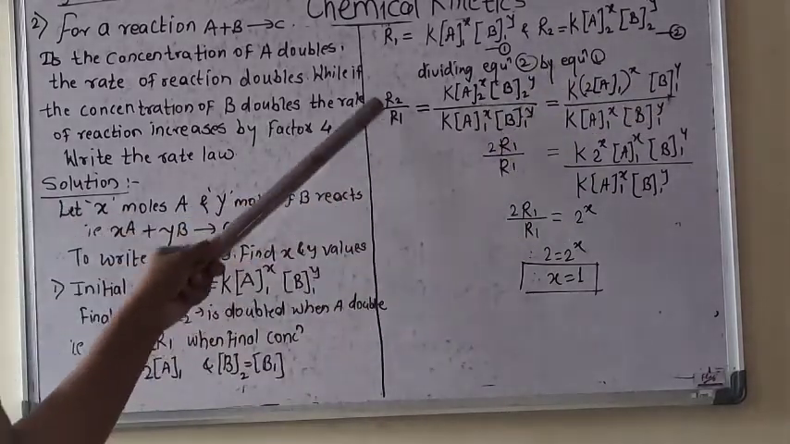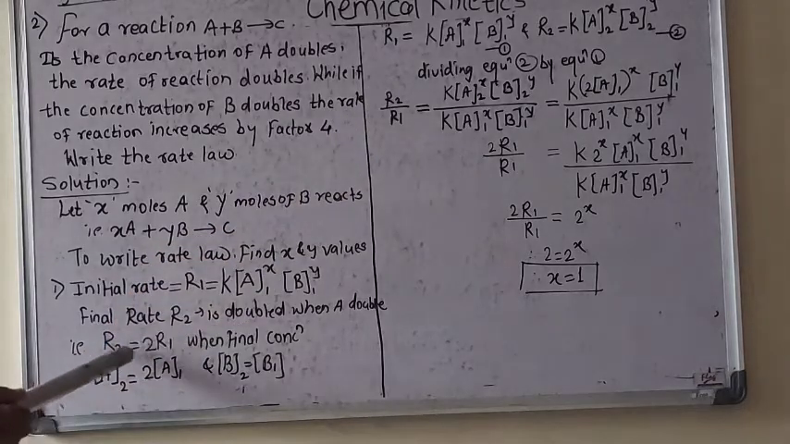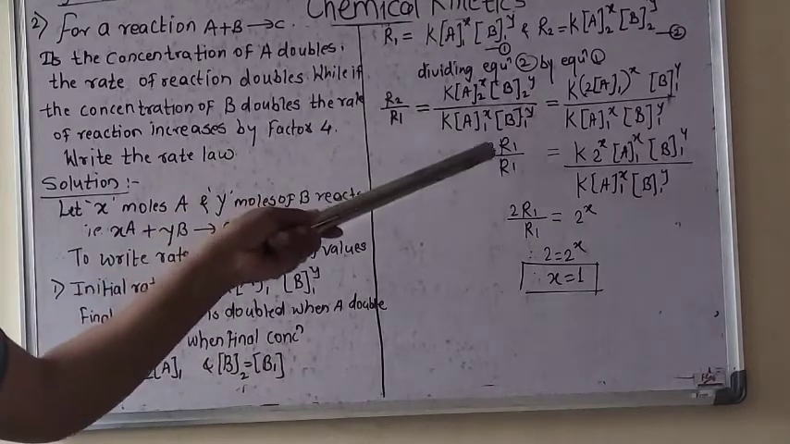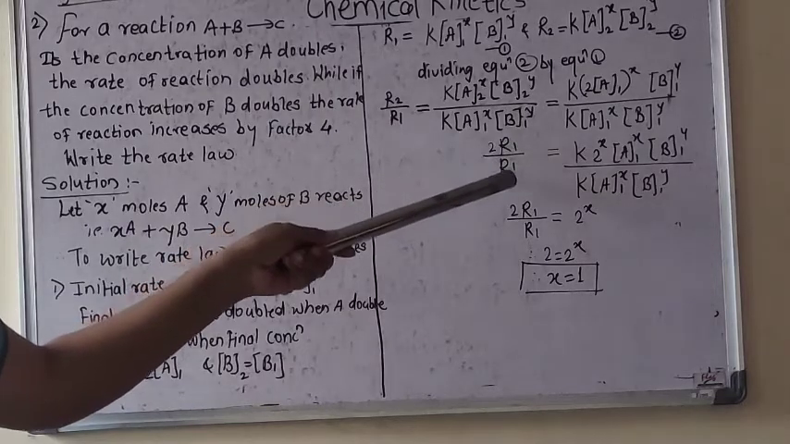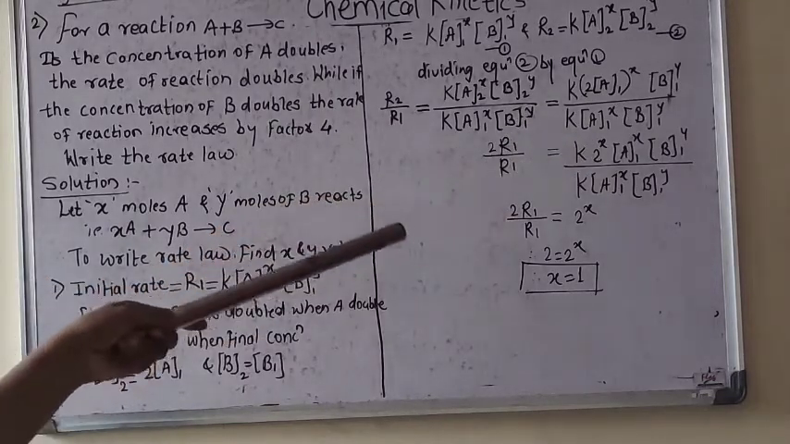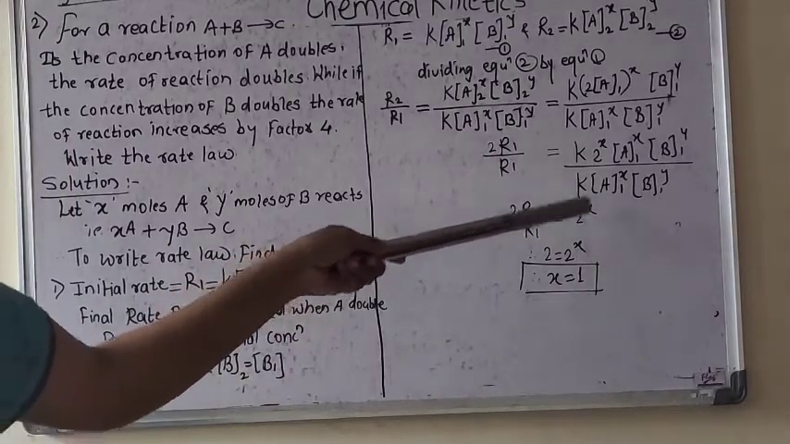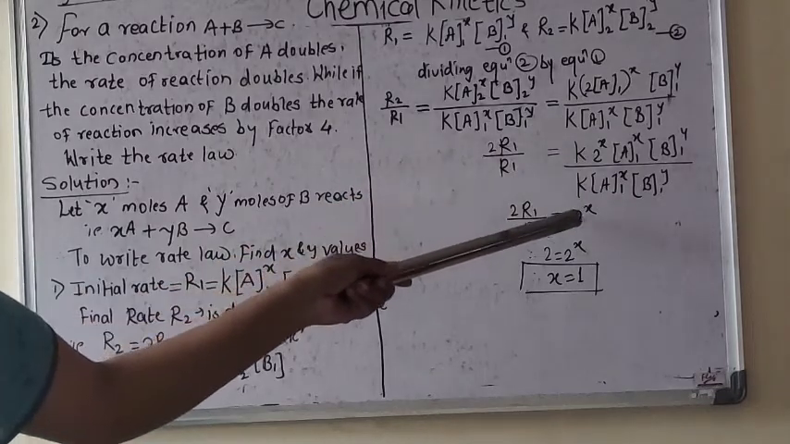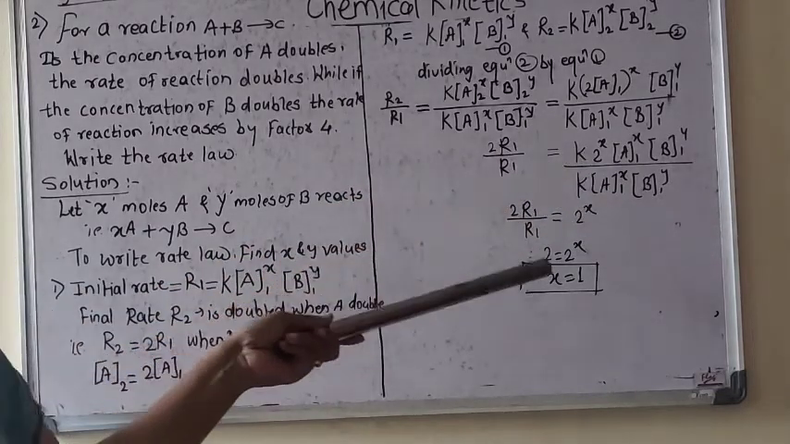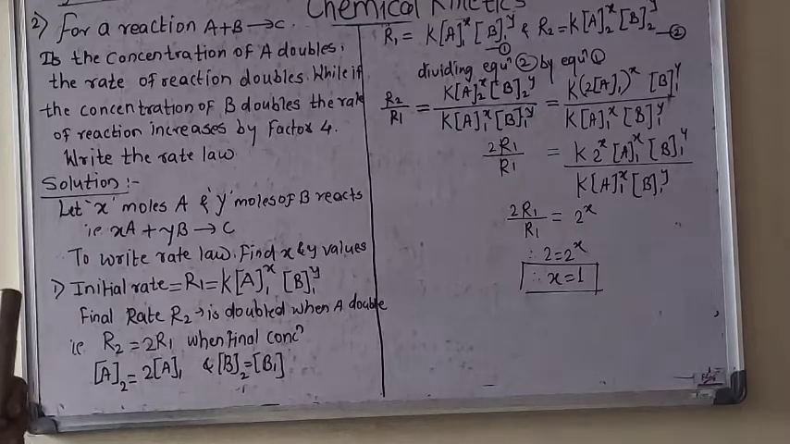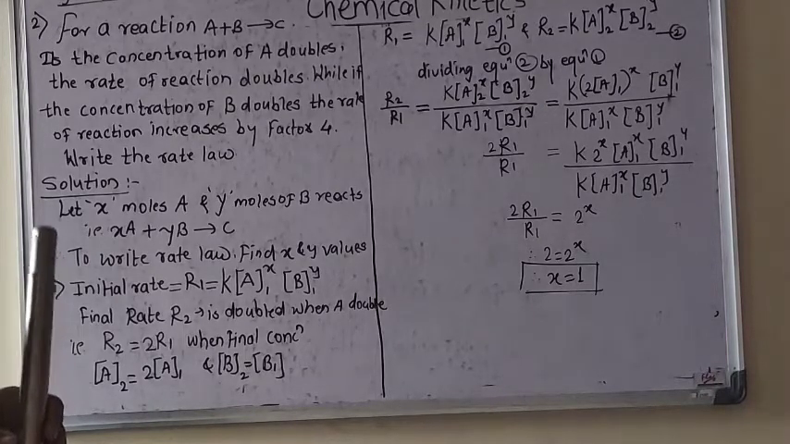Simplifying this equation, R2 is nothing but the rate that doubles when A doubles. So R2 equals twice R1. Instead of R2 we substitute twice R1. Simplifying, R1 gets cancelled, and by solving this we get 2 to the power of X. So here we are getting the value of X, the power of the molar concentration.